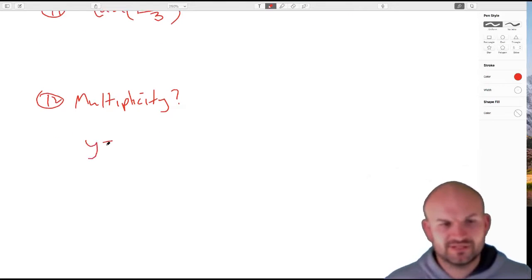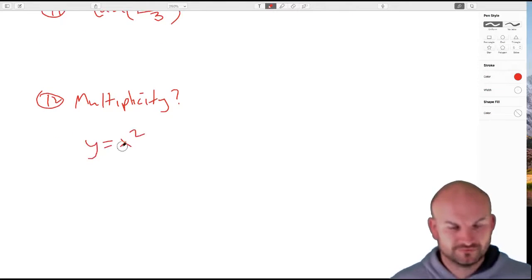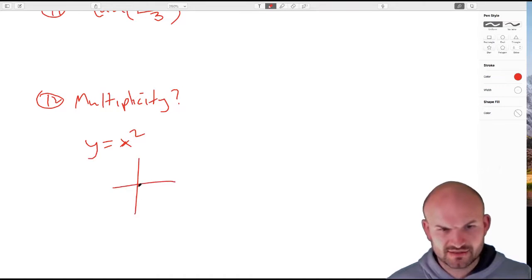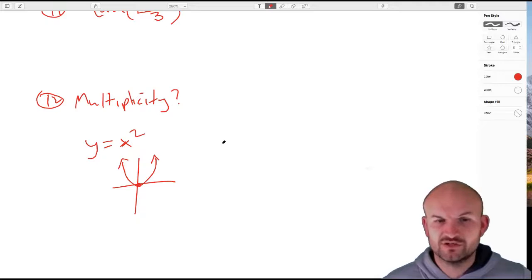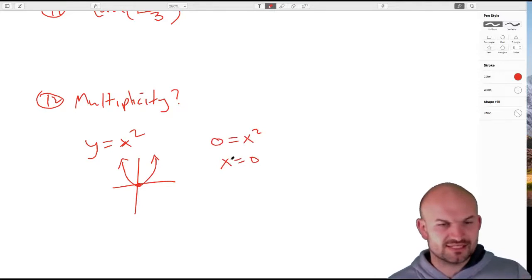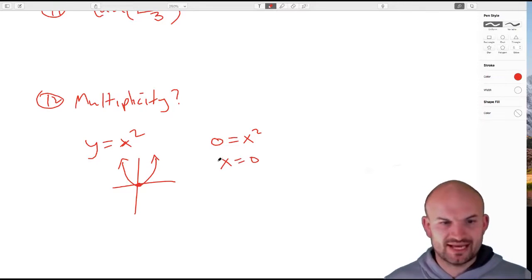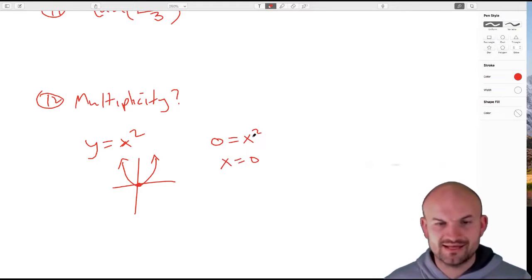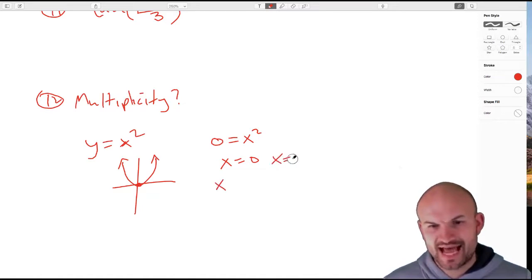If I had y equals x squared, we know the graph looks like this. Now, if you were to go through the process of finding the zeros, you'd set y equals 0 and you'd solve, and you'd say x equals 0. But again, it equals 0 twice, because there's x equals 0 and x equals 0.